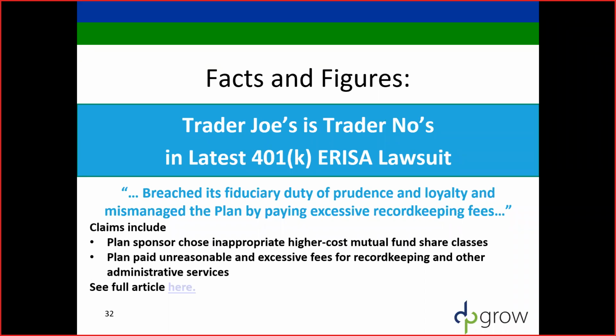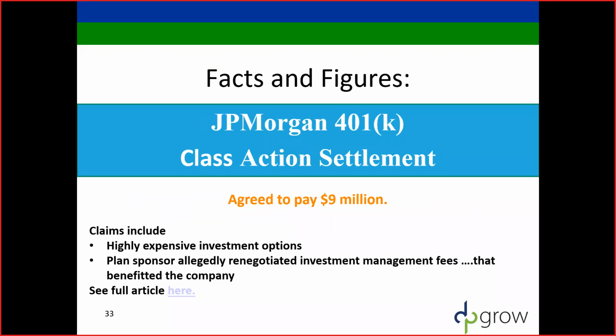And the share class that they were selling paid them more money than if they would have chosen a different share class. And so the court deemed that it was not in the best interest of the participants in that plan and awarded accordingly.